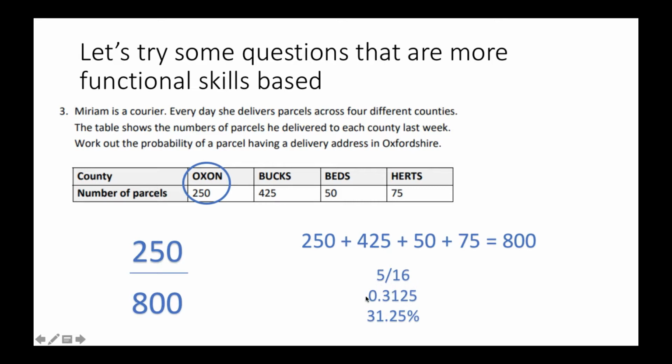So 5 out of 16 as a decimal is 0.3125. So I've done 5 divided by 16 on the calculator. If I didn't want to simplify my fraction until I got down to this, I could have done 250 divided by 800 on the calculator. You would have got exactly the same answer. Or as a percentage, 31.25%. As you probably noticed, the percentages are just 2 decimal places higher than the decimal value. It's basically you're timesing by 100.